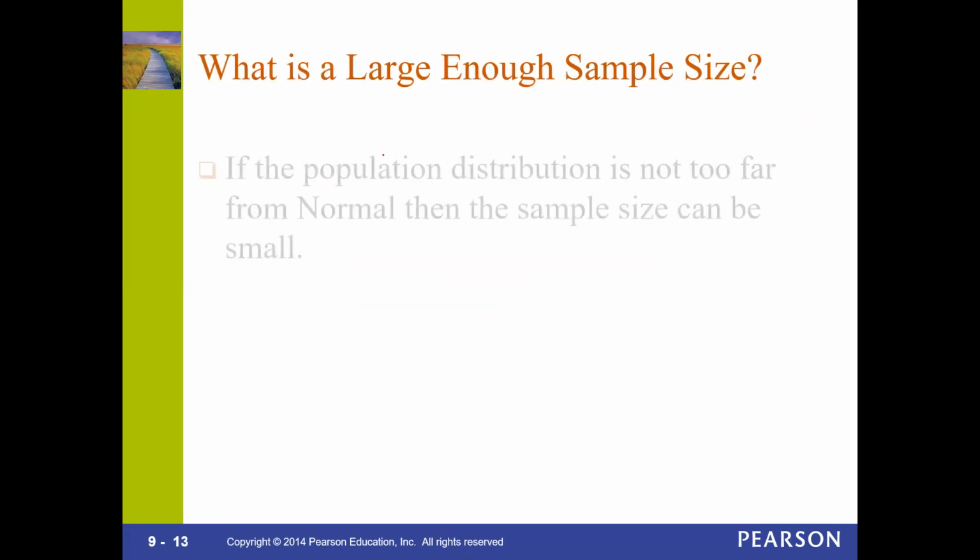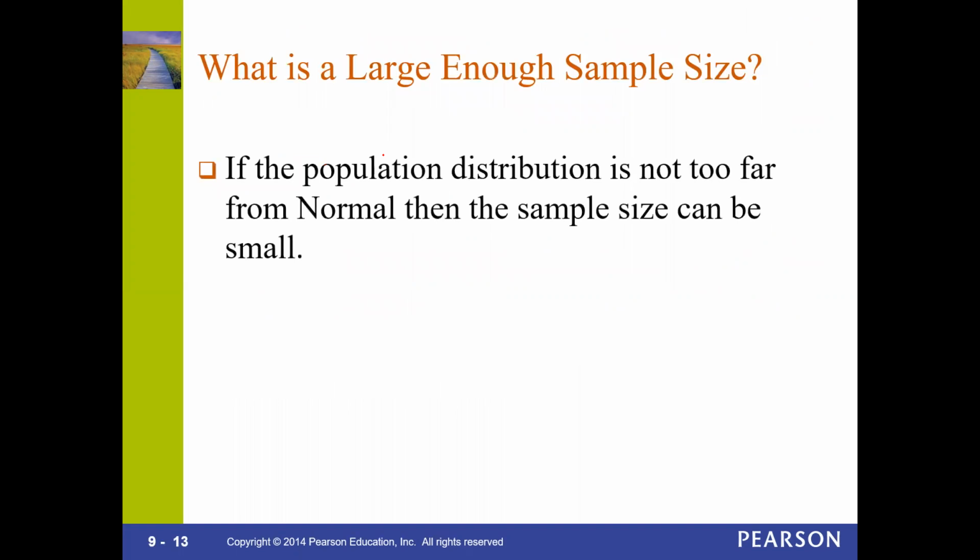All right then. So this one says if the population distribution is not too far from normal, then the sample size can be small. So even though it is small, if it's normal, we still can use the formula. As long as it is normal. That's one thing you need to remember. If it's normal, then it should be fine. Even though you have a small sample size, you can use normal.